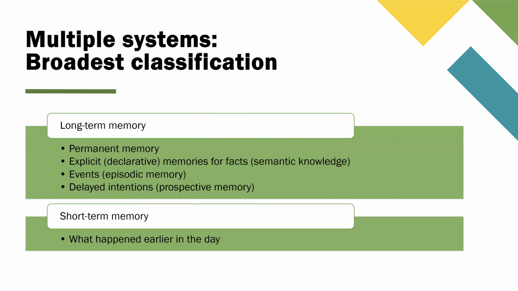So one of the broadest classifications that we can use of memory is to just split it into two. We can split it into long-term memory and short-term memory. Long-term memory is an umbrella for covering things like permanent memories, explicit or declarative memories for facts, something like remembering all the state capitals. Long-term memory can also cover events, like episodic memories or delayed intentions, which is prospective memory. We'll talk a little bit about that later. And then short-term memory is just remembering maybe what happened earlier in the day, who you talked to earlier in the day, who you saw, something like that.